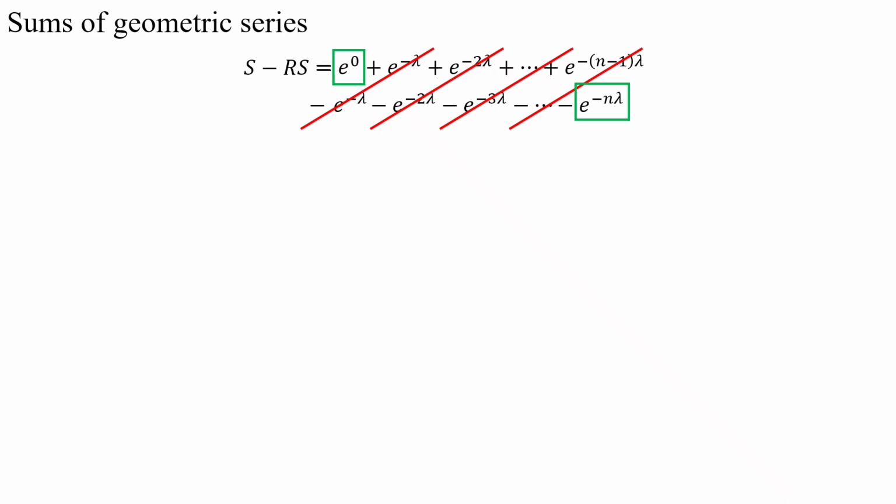Okay, so S minus RS, we can simplify that in a few ways. Over on the left-hand side, we've simply taken S out of that expression. Now we call it S times 1 minus r. And then we just combine the remaining terms from the sum that we found, e to the 0 minus e to the negative n lambda, and e to the 0 is 1. So now we're at S times 1 minus r equals 1 minus e to the negative n lambda.